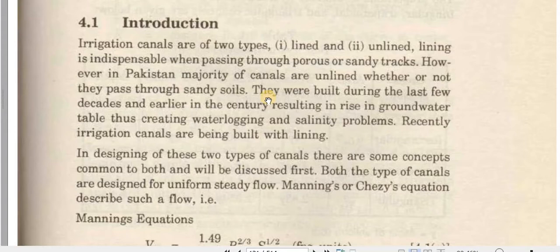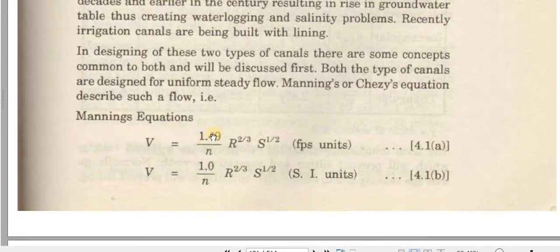Irrigation canals are of two types, lined canals and unlined canals, and lining is not possible everywhere, so the design of unlined canals is very necessary. Then we can use these two equations, the Manning equation in FPS system and in system international units. I think you will be very well familiar with these equations.